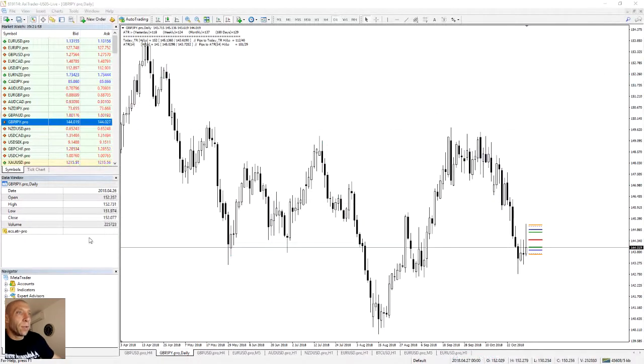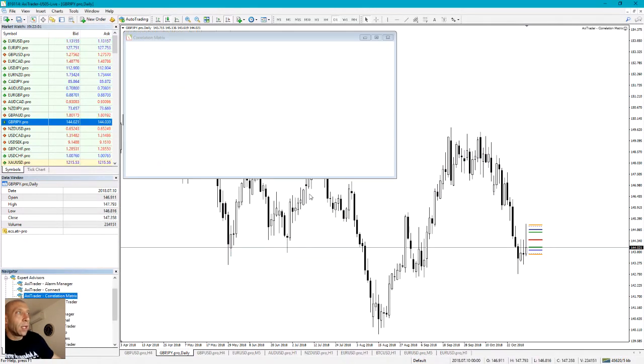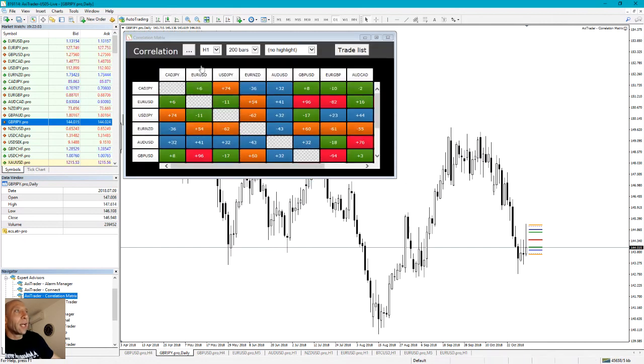But here I'm using cTrader, and there you will see the correlation matrix. If you go like here, press OK, you will see the correlation between currency pairs. Guys, this is also very, very important. We will talk about the correlation table in one of our next sessions.